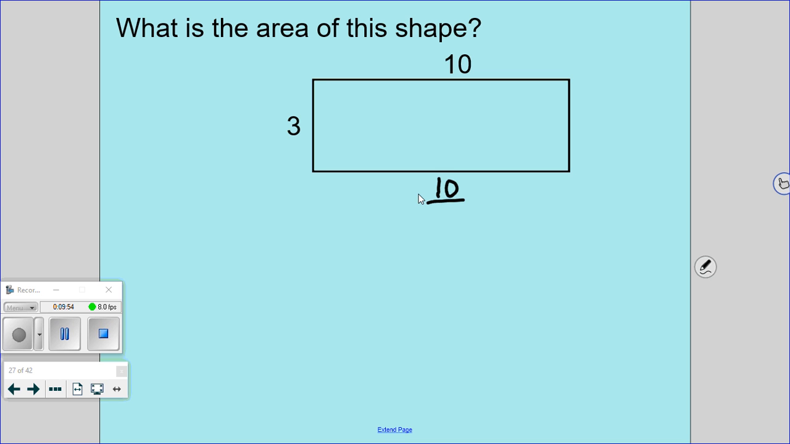What is this dimension, William? 3. Opposite sides are equal. If you don't have all your dimensions labeled, please label them. What's my area equation? Grayson? 10 times 3. Wait, I wrote 3 times 10 on my paper. Is that wrong? No. Why?